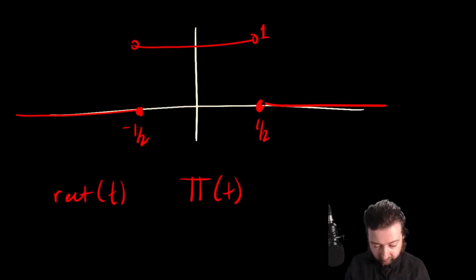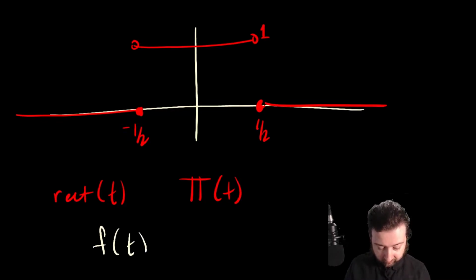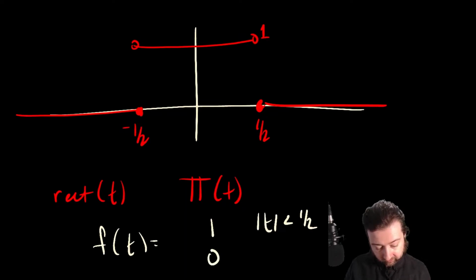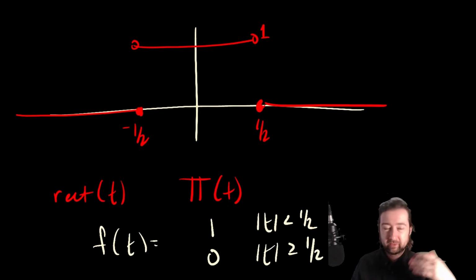So the formal definition of this is that f of t is equal to 1 when the absolute value of t is less than 1/2, and 0 when the absolute value of t is greater than or equal to 1/2. It doesn't really matter where the dots are for us. In other applications, it does matter, but that will be specific to whatever field you happen to be in.